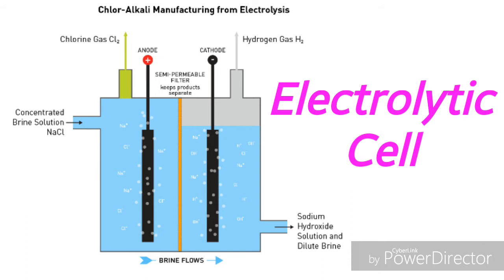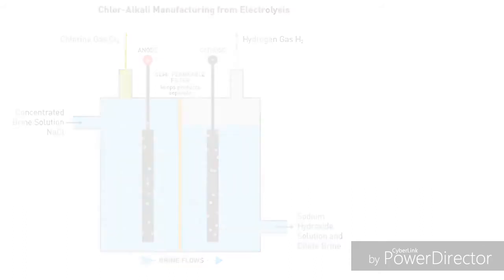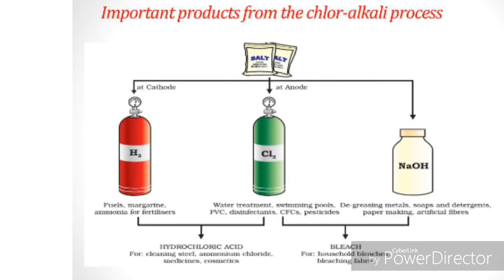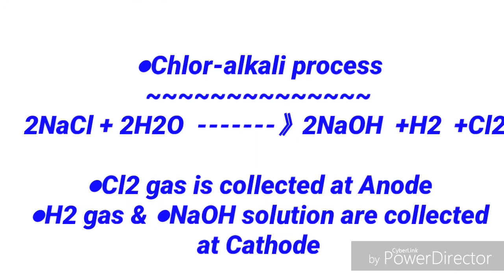Students, this is the electrolytic cell in which the chlor-alkali industrial chemical process is conducted. This picture reveals that hydrogen gas and sodium hydroxide solution are collected at the cathode and chlorine gas is collected at the anode. This is the balanced chemical equation for the chlor-alkali process. Sodium chloride reacts with water to form sodium hydroxide, hydrogen and chlorine gases. Chlorine gas is collected at the positive electrode, anode. Hydrogen gas and sodium hydroxide solution are collected at the negative electrode, cathode.